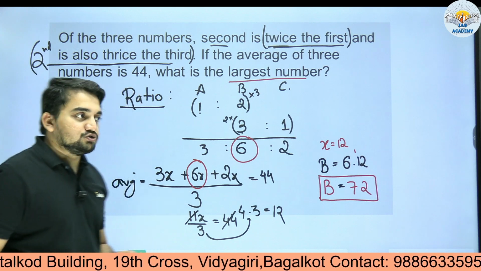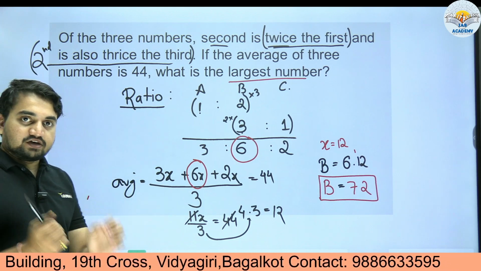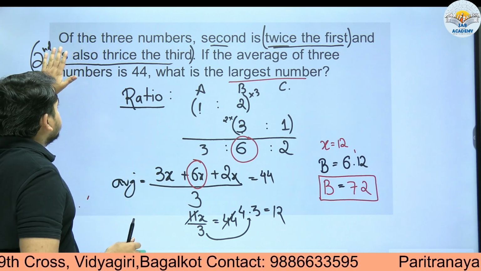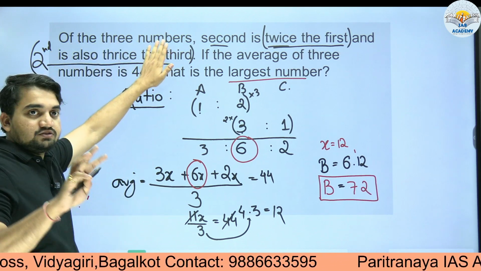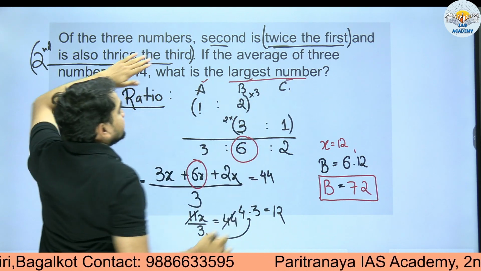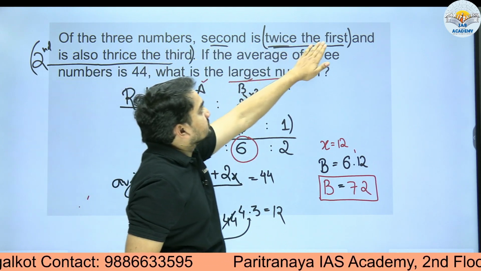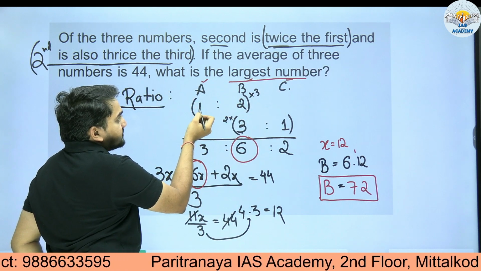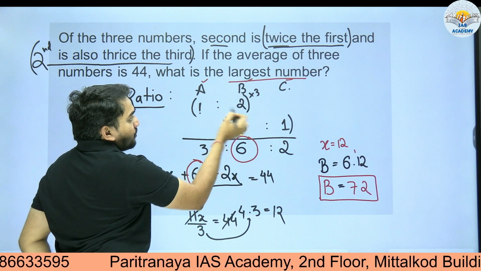I hope you understood. I will explain it again, so concentrate on this one. First read the question. We have three numbers, let them be A, B and C. The second is twice the first. So I will take the first as 1, and B will be twice the first.